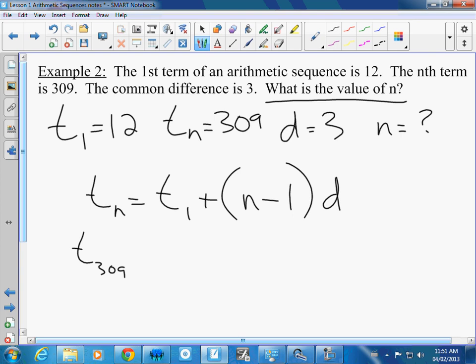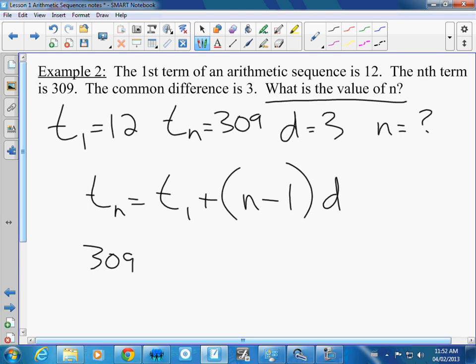No, we don't know what n is. We're trying to figure out what the term is. What is that term right there? It is 309. It's a common mistake to make. So right here goes 309. That's the number. That is whatever term out in the wild blue yonder is. It's 309. We just don't know what place it's at.